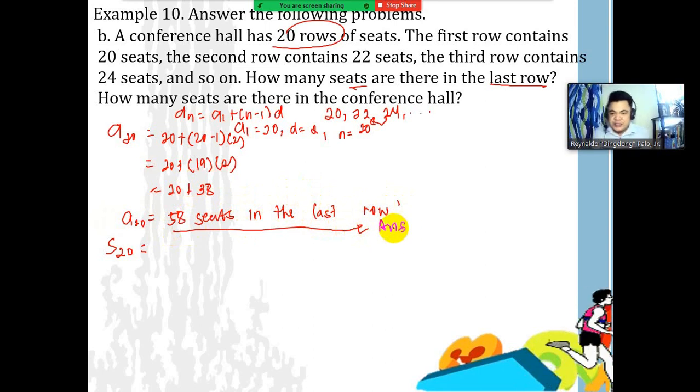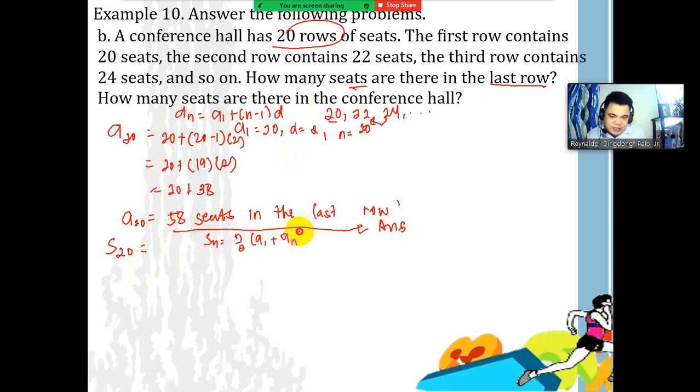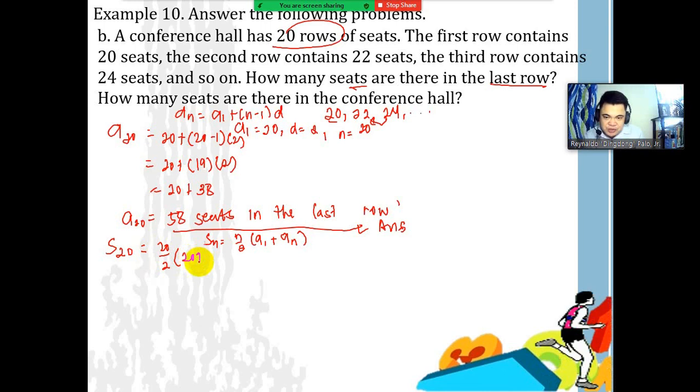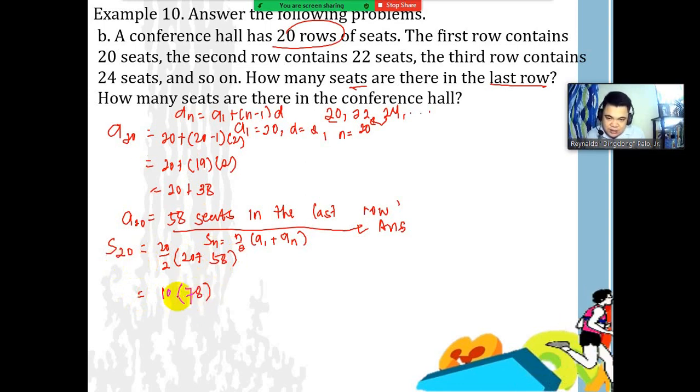How about S sub 20? So S sub 20, okay, just use the simple formula since we already have the first term, which is 20, and the last term, which is 58. The formula that we're going to use is S sub n equals n over 2 times a sub 1 plus a sub n, which is the last term. So S sub 20 now will be the number of terms, 20 over 2, times your first term, which is 20, plus the last term, which is 58. So 20 divided by 2 is 10. Then 20 plus 58 is 78. Okay, so 10 times 78 is 780.